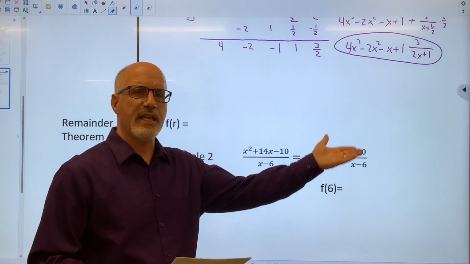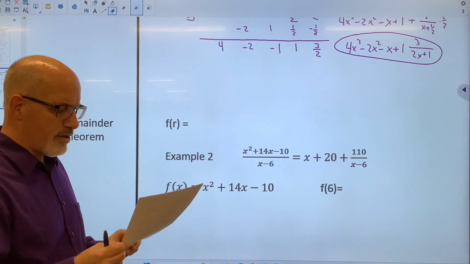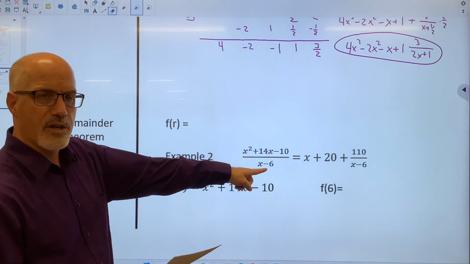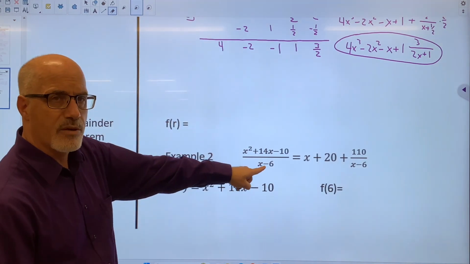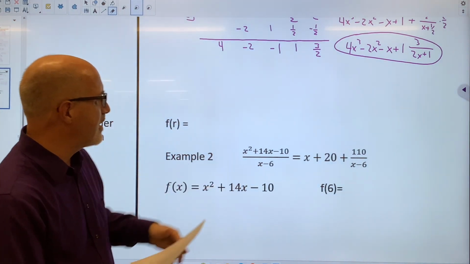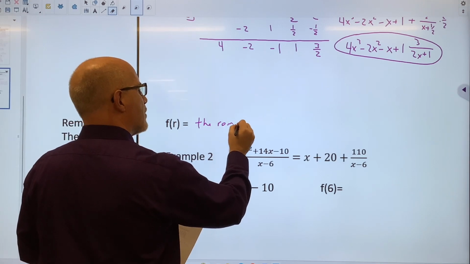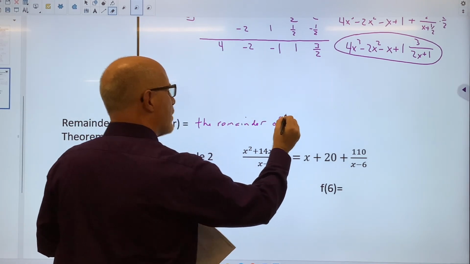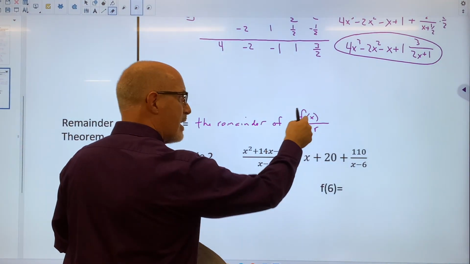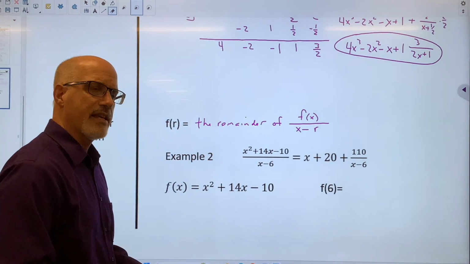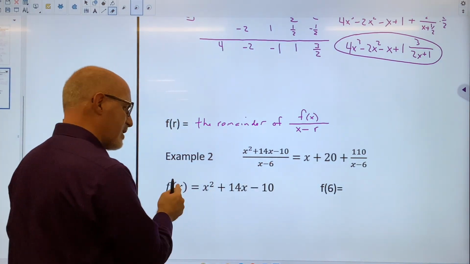What if we just want to know what the remainder is? We want to know that 110. Well, we've got a nice fact that happens with the remainder theorem. The remainder theorem tells us that if you take this 6 down here, that we're using an r here. It's not r for remainder, it's r for root. What would you put into this to make this equal to 0? So that's 6. If we put that into the function, what you get is the answer to the remainder of the original function f of x divided by x minus r. That root, this would be x minus 6 here. This f of x would be this x squared plus 14x minus 10. So if you just want the remainder of this thing, all you have to do is put in 6 into that numerator, into the function itself.